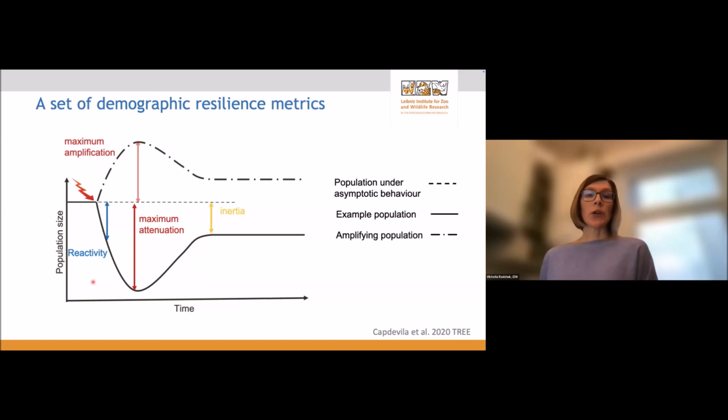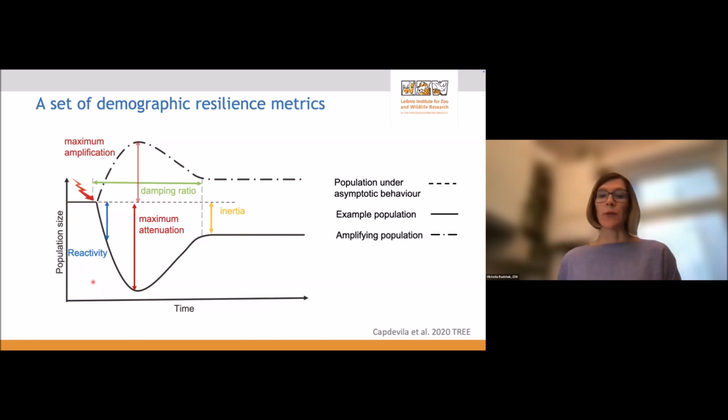We can also measure inertia, which is a long-term offset of the population density, after the long-term population growth rate is reached, from the population density that is expected under asymptotic behavior. And finally, damping ratio is a measure of convergence to stable growth and reflects recovery time.